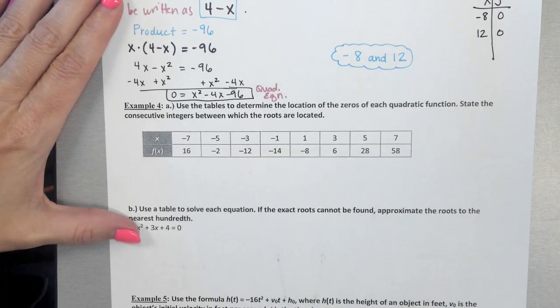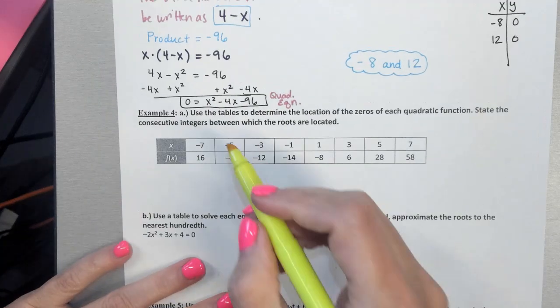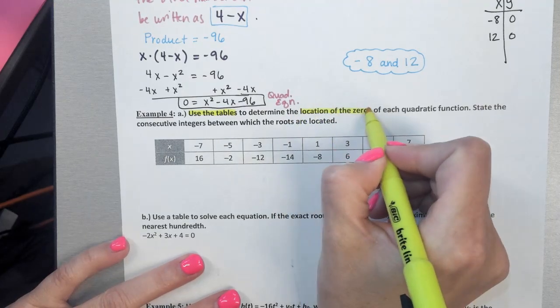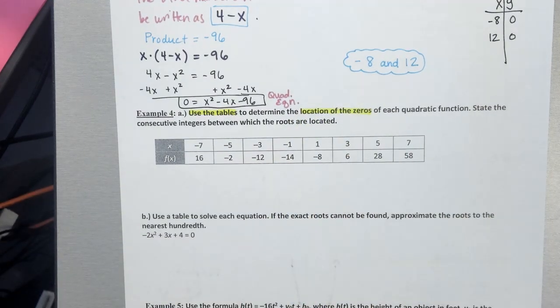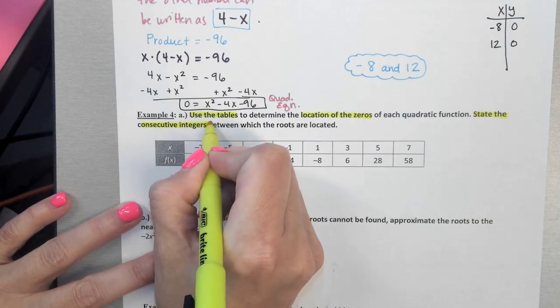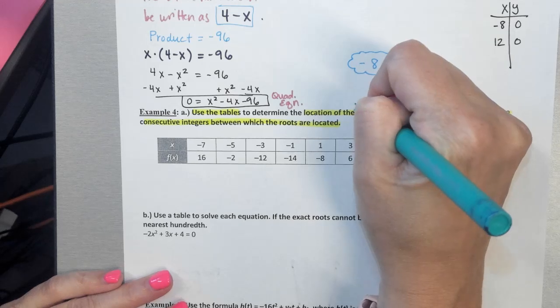All right, and then the next thing we're going to do is use the tables to determine the location of the zeros. So we're using tables to determine the locations of the zeros of each function, and then we have to state the consecutive integers between which the roots are located. I know that's a mouthful, so we're going to go through that together. So the location of the zeros just means we're going to be finding the x-intercepts.